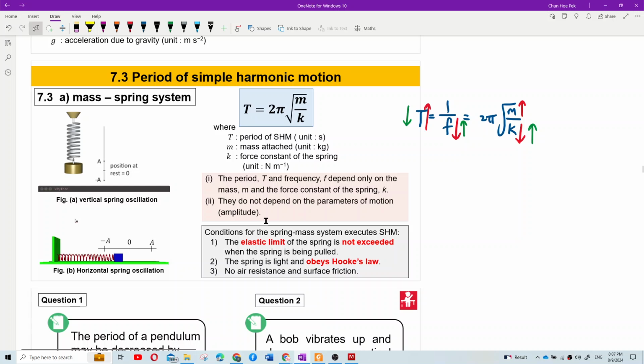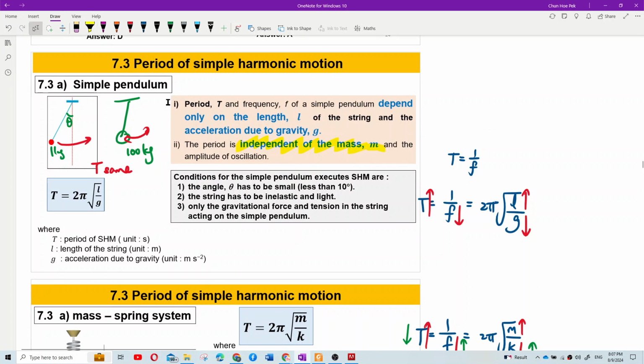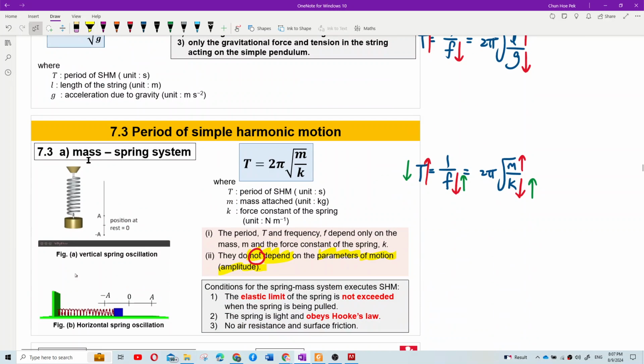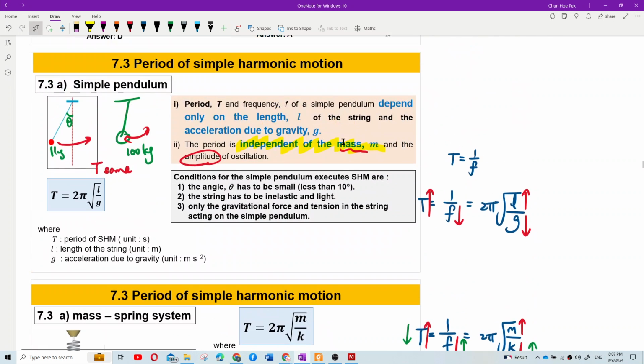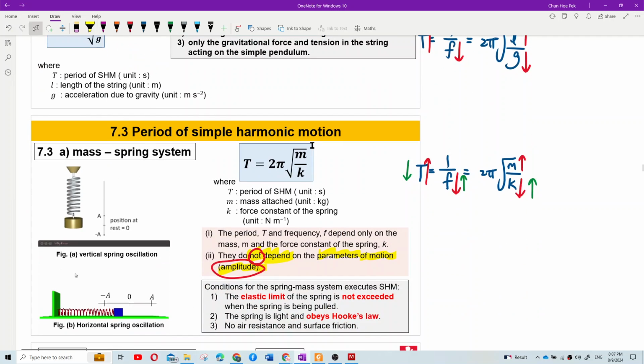Good. Now one more thing: the period does not depend on parameters of motion like amplitude. What does it mean? Not depend on amplitude. That means for both, besides being independent of mass last time, they are also independent of amplitude. The simple pendulum is independent of amplitude, and the mass spring is also independent of amplitude. One more thing: the pendulum is independent of mass, but the mass spring system depends on mass.